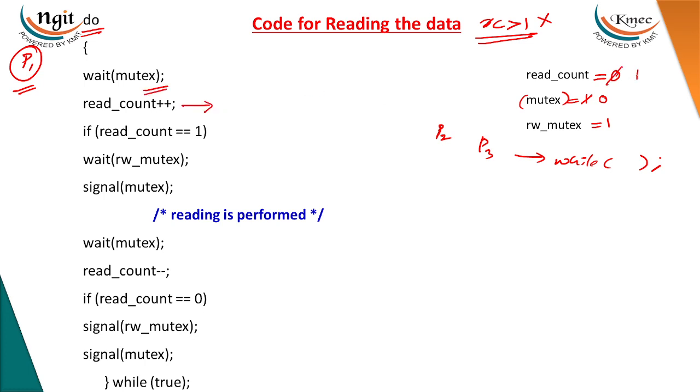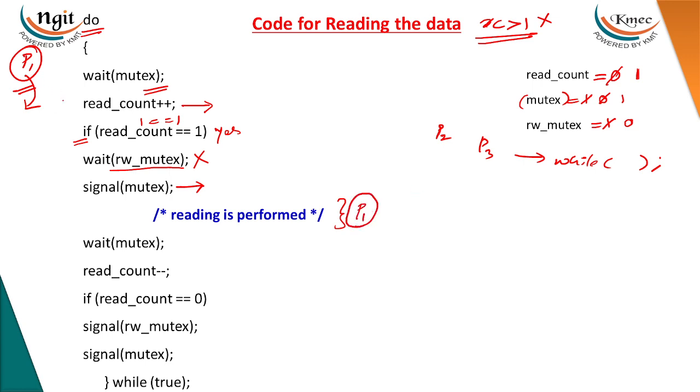Now after executing this, it increments the read count by 1, because one process has executed it. Then if read count equal to 1, we need to disable read write mutex too, that is, we need to disable the writing operation. So 1 to 0, we disable write operation, because this p1 may want to modify, we don't know. Then after that we give signal, so that mutex value will become 1 and the process will read the data. P1 is reading the data.